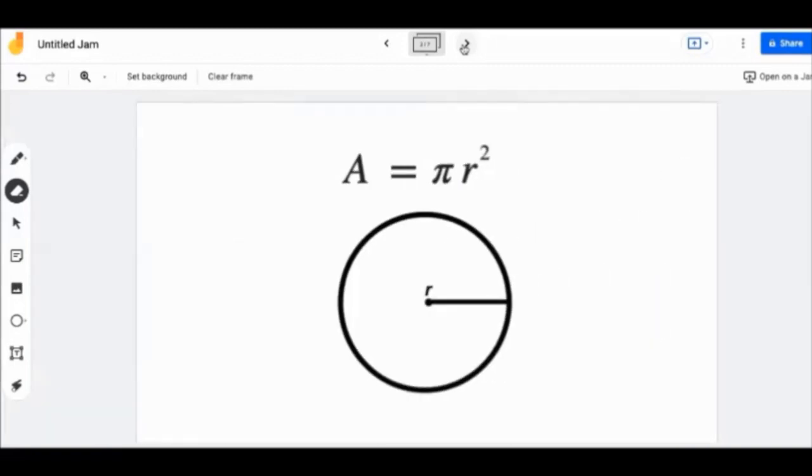As we explained, the area of a circle equals pi r squared. Pi, as we said, is the ratio between the length of the circumference and the length of the diameter. If we divide the circumference by the diameter, we will get pi, which is equal to 3.14 or 22/7. Of course, it is an approximation of pi. And the r squared, that means that we will multiply the radius length by itself.